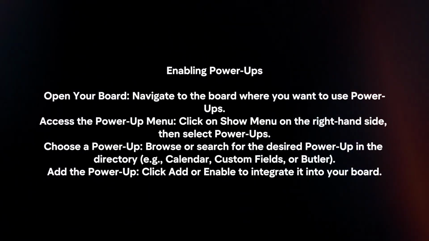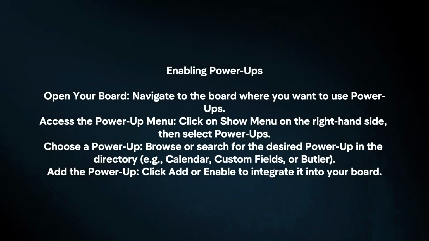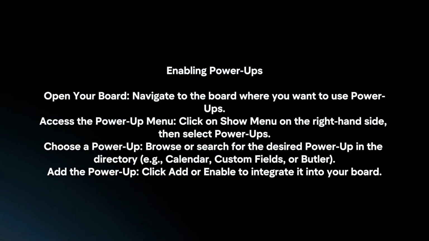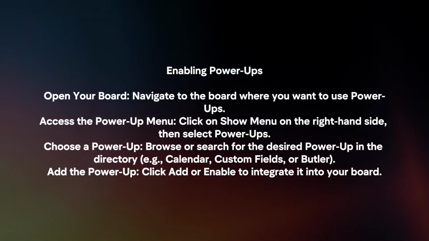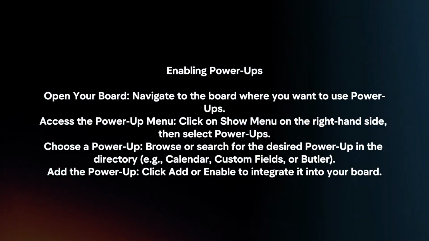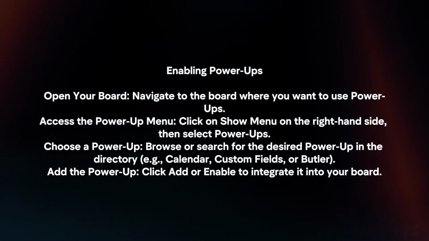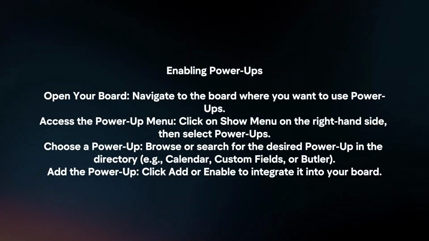Enabling Power-Ups. Open your board. Navigate to the board where you want to use Power-Ups. Access the Power-Up menu. Click on Show menu on the right-hand side, then select Power-Ups. Choose a Power-Up. Browse or search for the desired Power-Up in the directory. Add the Power-Up. Click Add or Enable to integrate it into your board.